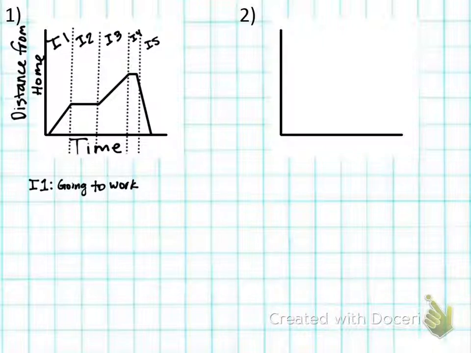Okay. Interval 2, what's happening in interval 2? Staying at work, right? I'm working. So I'm staying at work. Excellent. Okay, interval 3, what's going on? In and out. Is that really what's happening in interval 3? Driving to your friend's house. Well, we say in and out.